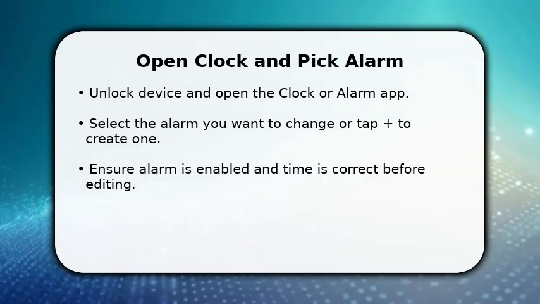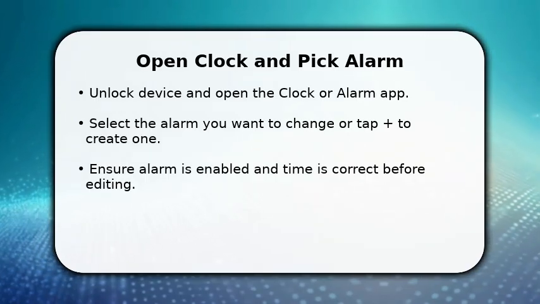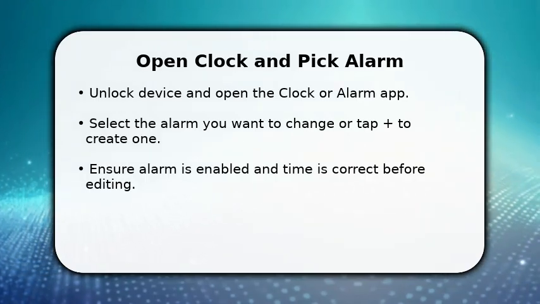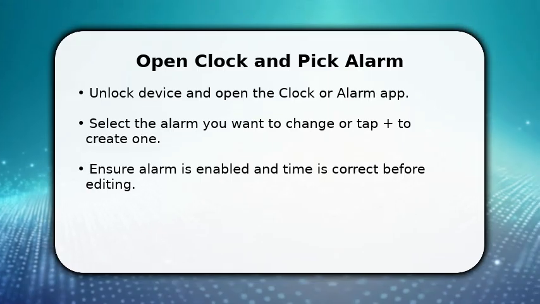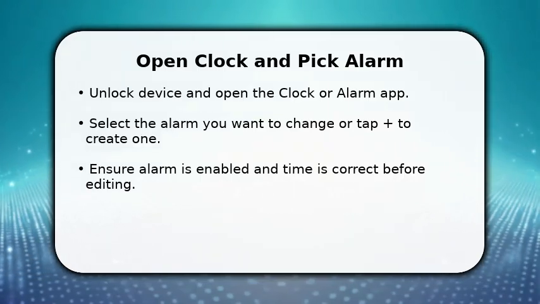Once done, look for Edit or the Alarm Settings icon. This is where sound options appear. You do this now so the next steps apply directly to the alarm instance, avoiding confusion with system notification sounds.